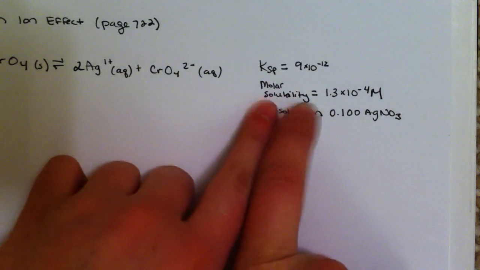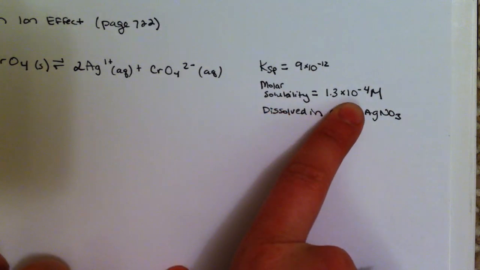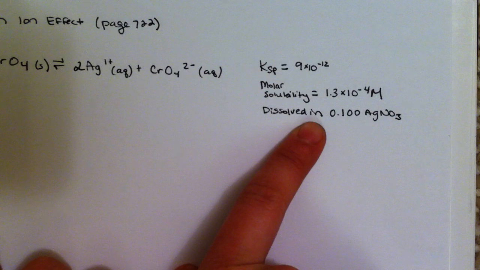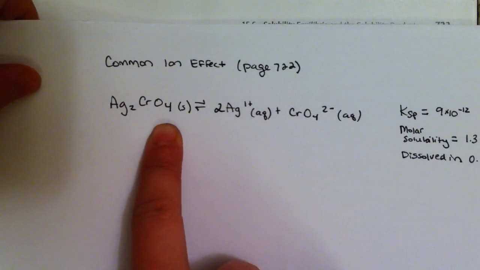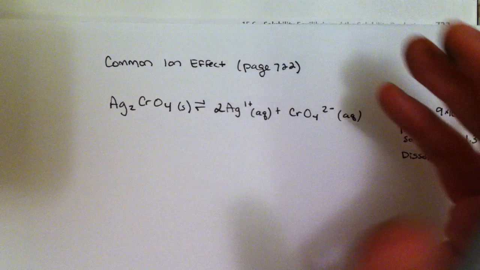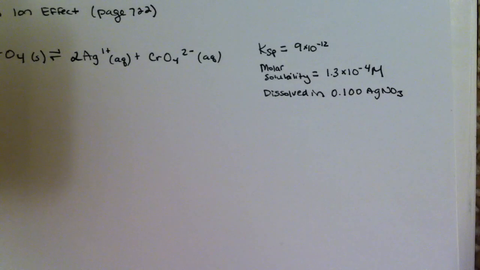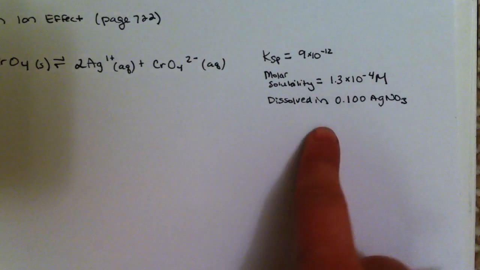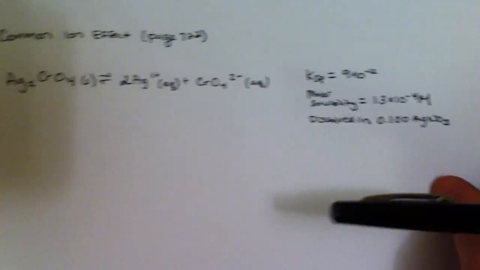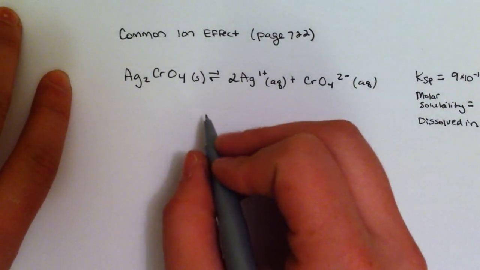I also, in this problem, I'm going to tell you the molar solubility in water is 1.3 times 10 to the negative fourth. But what we're going to find is when there's a common ion present, the amount of this salt that can dissolve is less because the common ion is taking up some of the space that's in the solution. So what we need to do is figure out what effect the common ion has on the molar solubility.